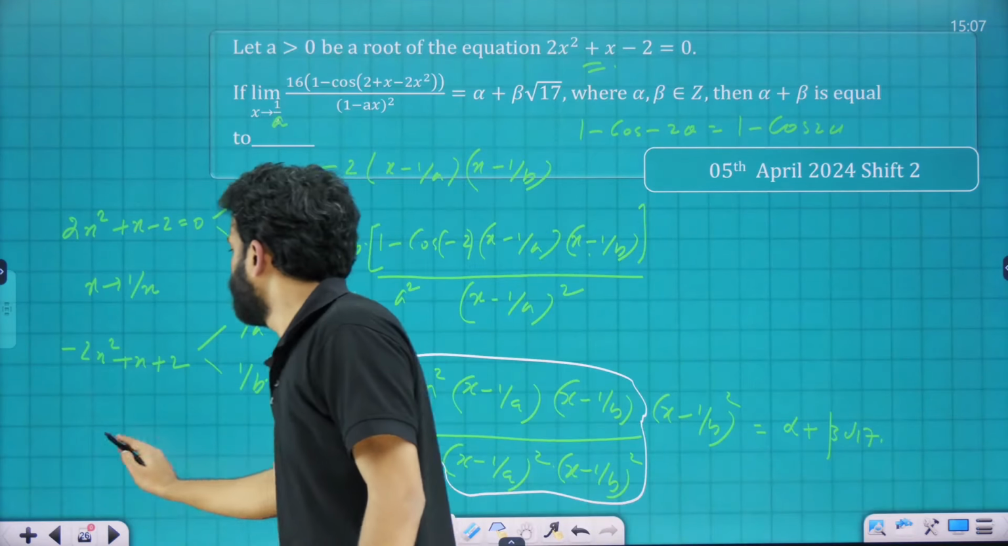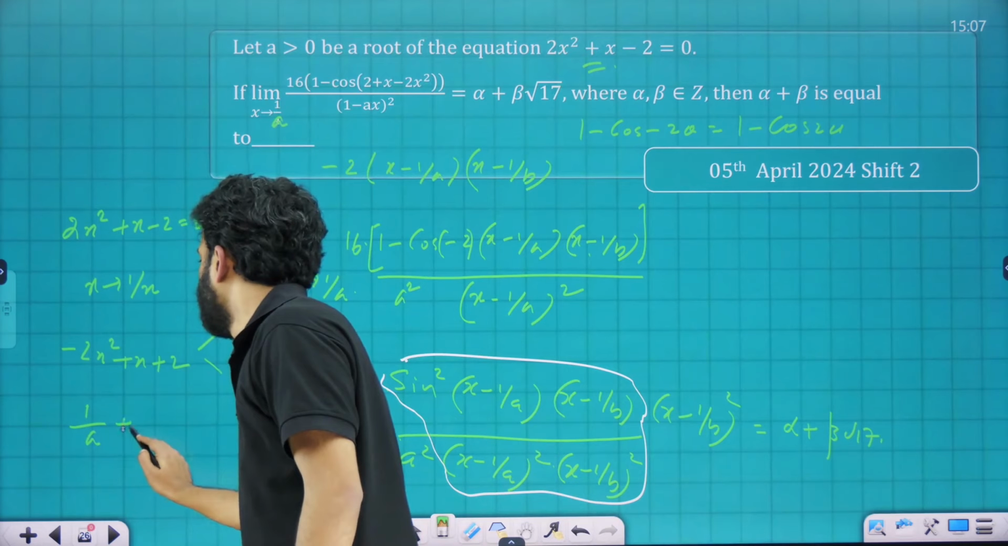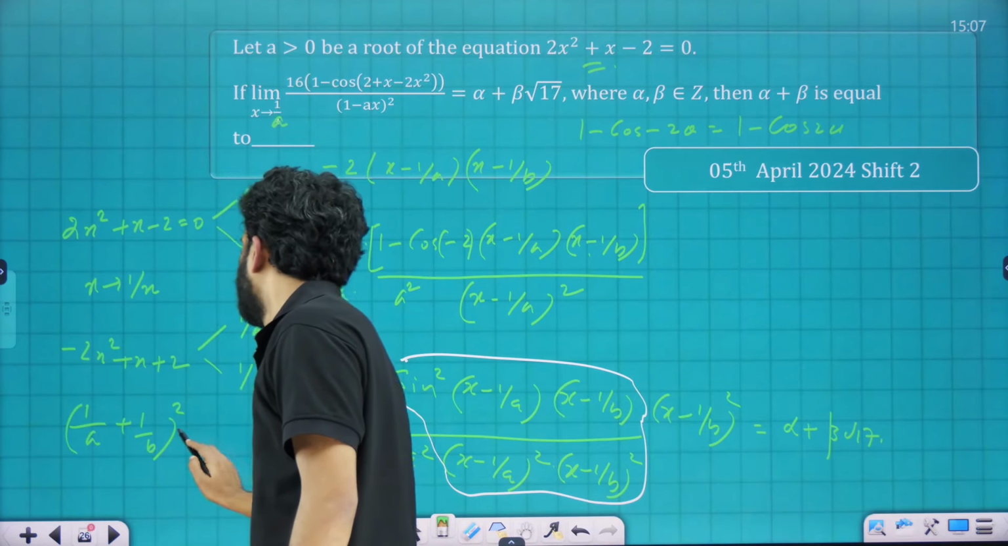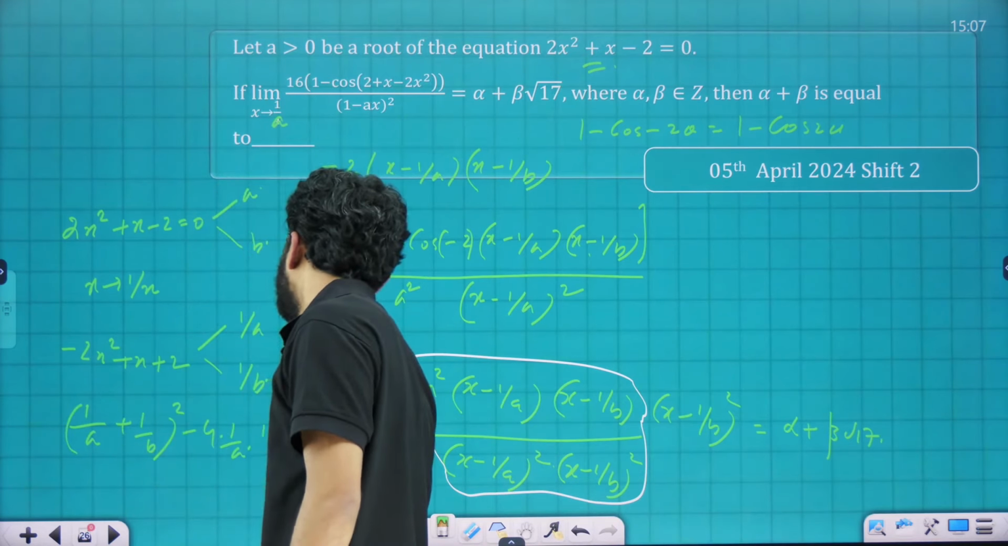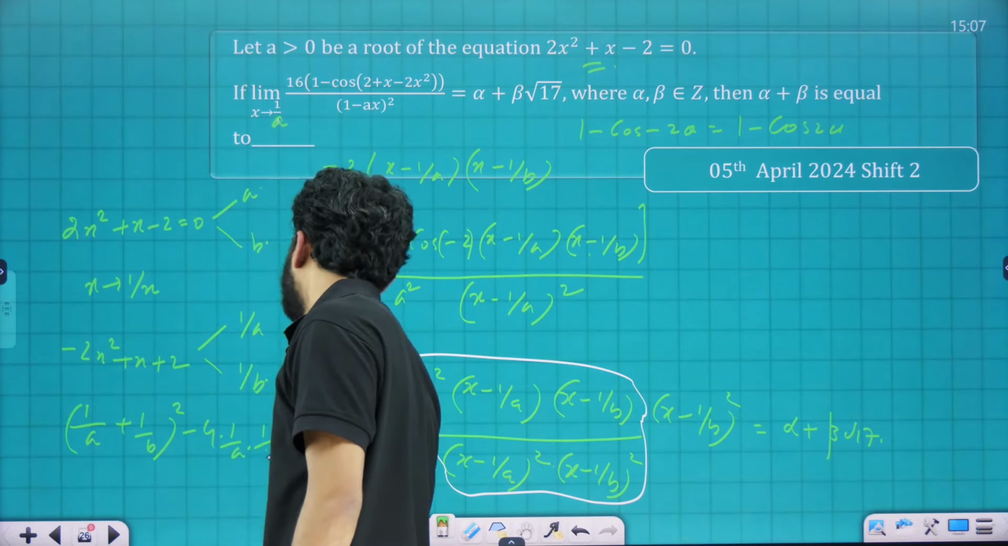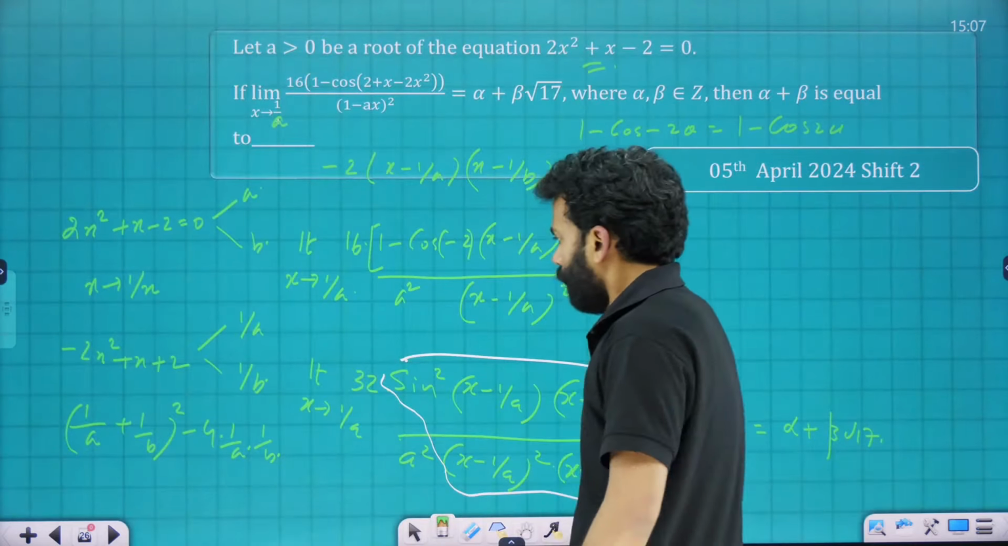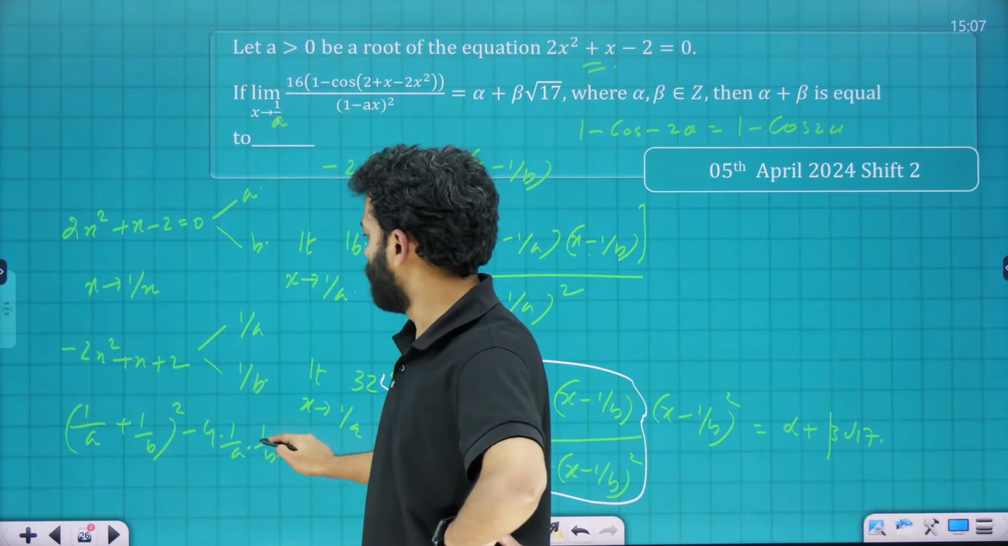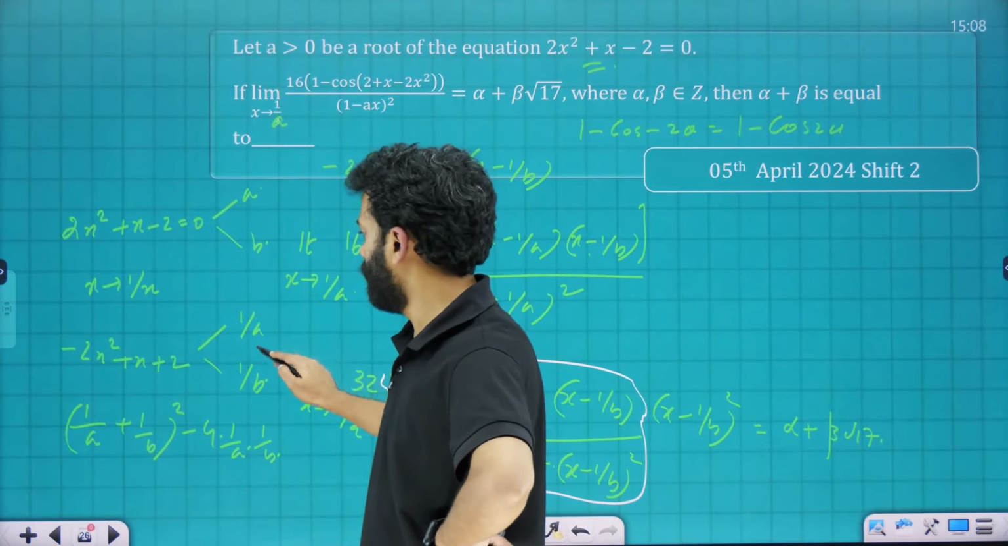See, 1 by a minus 1 by b the whole square can be written as 1 by a plus 1 by b the whole square minus 4 into 1 by a into 1 by b. And what is 1 by a plus 1 by b the whole square? That is minus 1 by 2 squared, that is 1 by 4. Okay. What is 1 by a into 1 by b? That is the product of roots. See, 1 by a and 1 by b are the roots of this quadratic equation. The sum of roots will be minus 1 by 2, and minus 1 by 2 square will be 1 by 4. Okay.